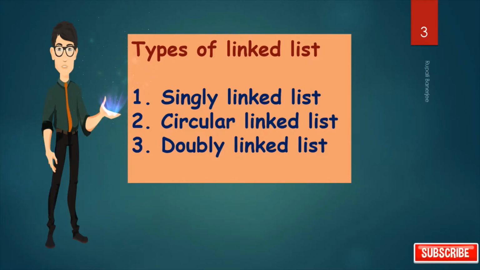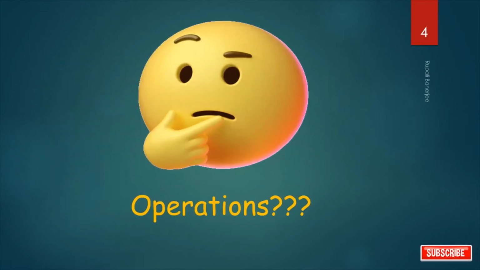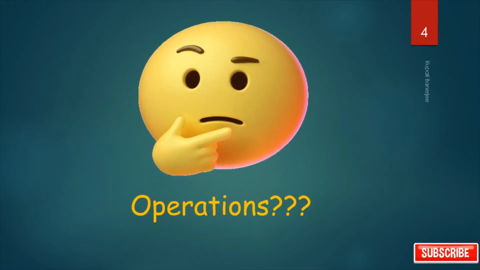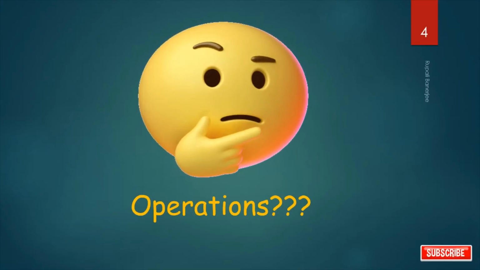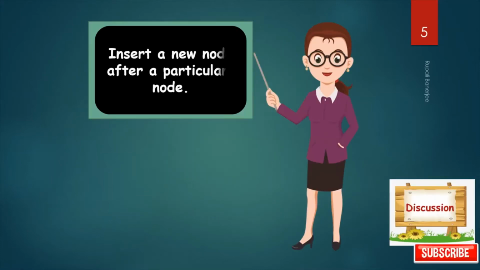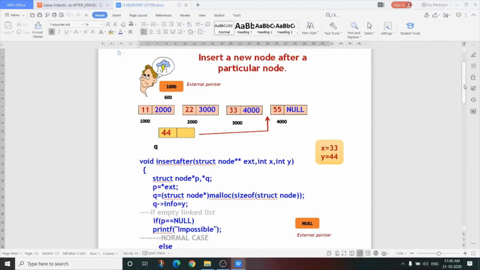So, we already learned many operations on singly linked list. Today we will learn more operations on singly linked list. So, our first operation is insert a new node after a particular node. Means a particular node's info is given, I have to insert a new node after that node. So, what should be the discussion? See the discussion. Insert a new node after a particular node.